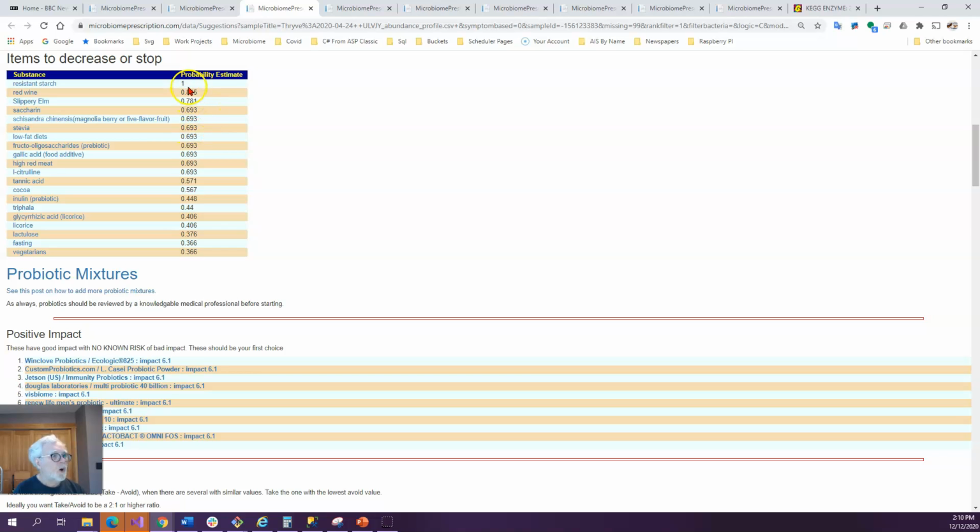The numbers here are the probability estimate of it causing the desired change. We don't know how much change it is, so we cannot estimate how much something is going to change. What we can do is, based on a number of studies, have confidence whether or not it will cause a change.